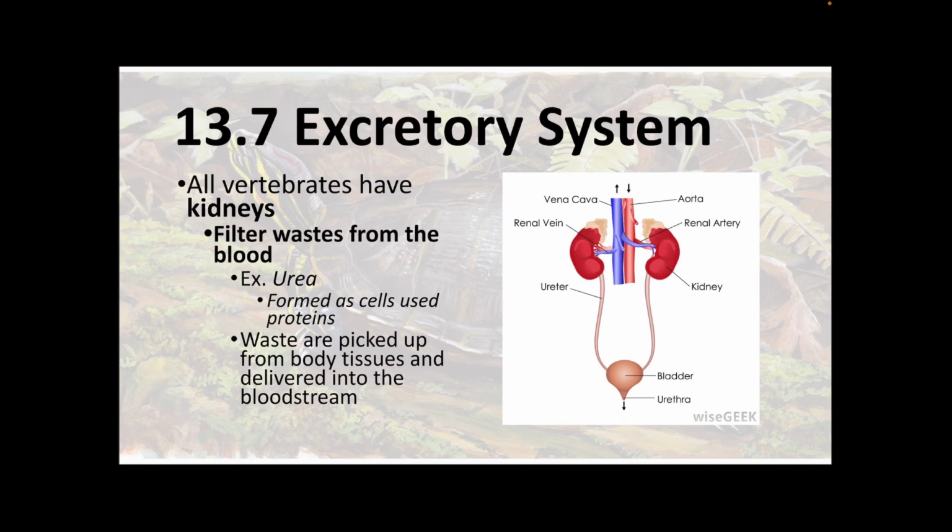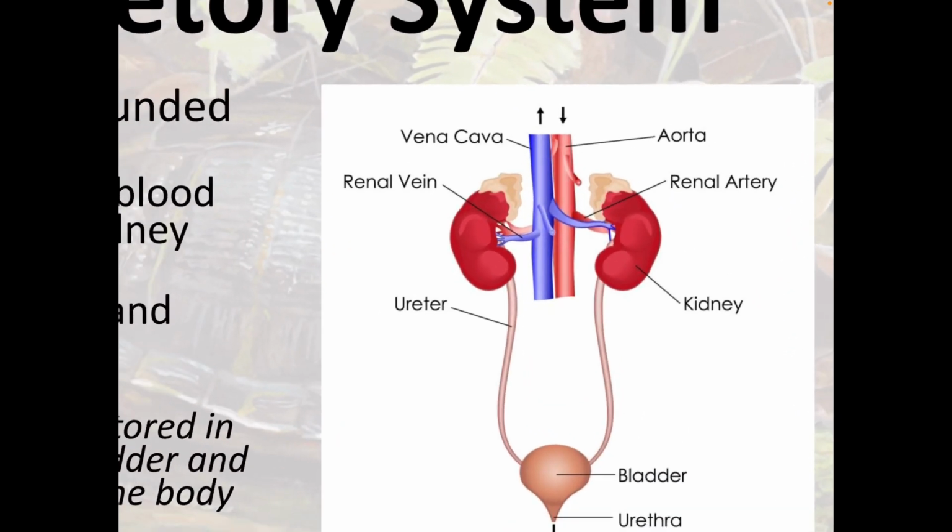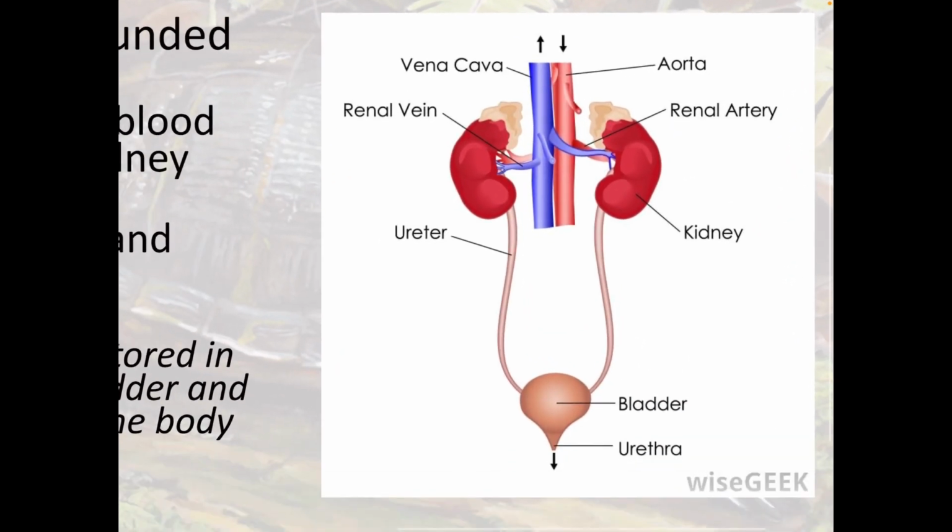The wastes that are picked up from the blood usually come from body tissues throughout your body, and then they get taken to the kidney. The kidneys are surrounded by capillaries, again, those small blood vessels that we talked about that take deoxygenated and convert it to oxygenated blood. So the waste will leave the blood and enter the kidney tubules, and then into something called the ureter. So you can see in this diagram, the ureter is this long tubey thing that goes down to the bladder.